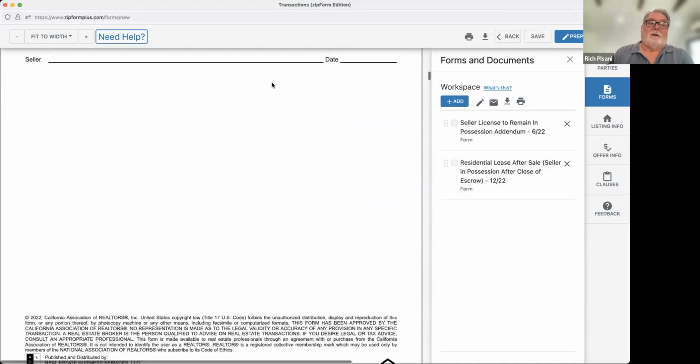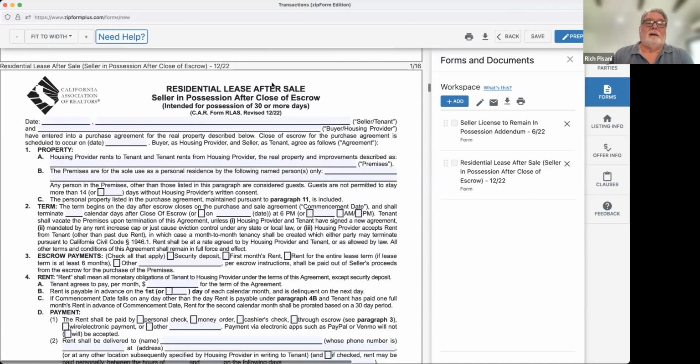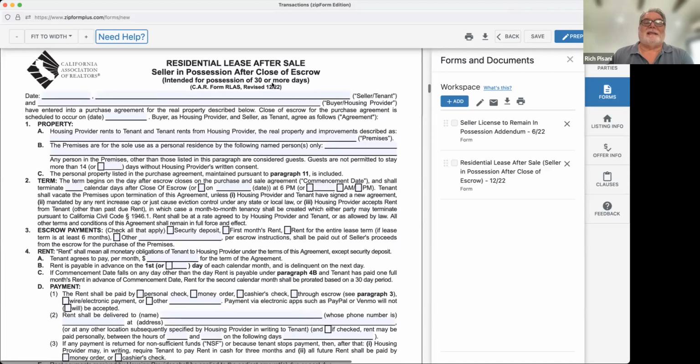Okay. So moving on to the residential lease after sale. So this is intended for 30 days or more, if the seller is remaining in possession for 30 days or more. And why? Because, you see, it says seller, tenant, buyer, housing provider.